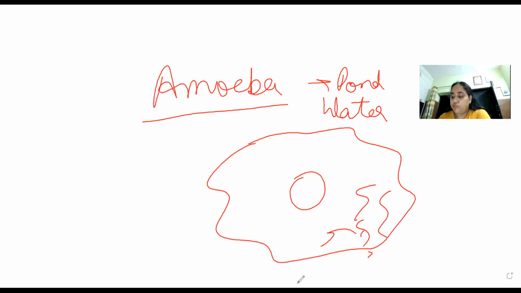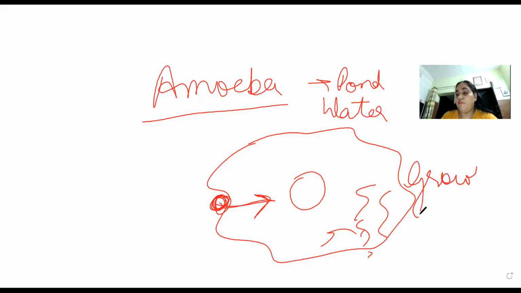Once the food is captured, a vacuole is formed over here. The food is trapped in the food vacuole, and the digestive juices are secreted in the food vacuole, and they act on the food and break down the complex substances into simple substances. The absorbed food is used for its growth and for the maintenance of the body. Now the basic process of the digestion of the food and the release of the energy is the same in the case of all the animals, right?